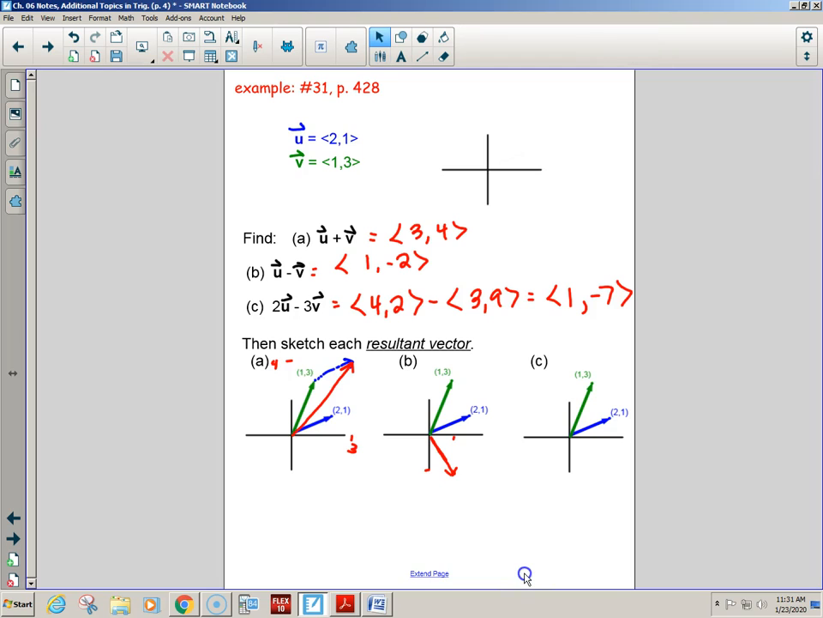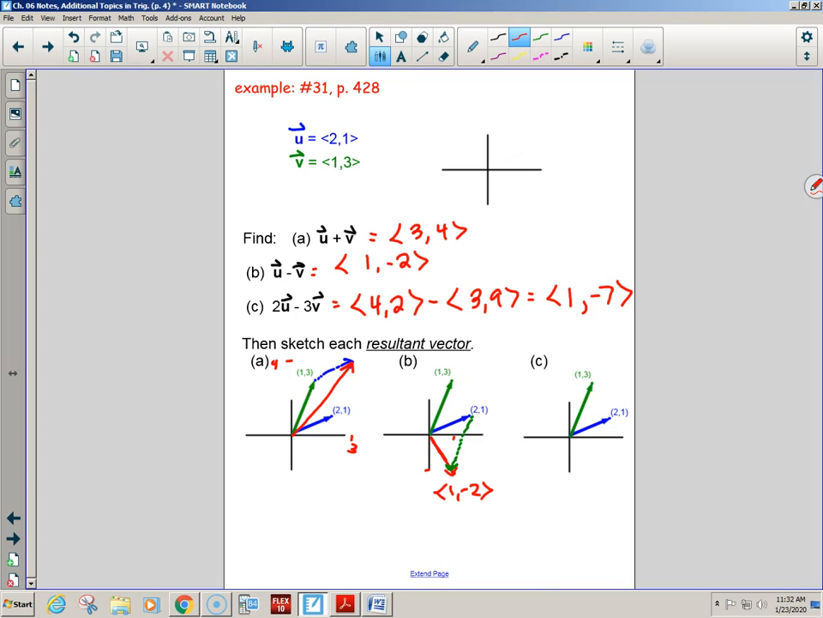But couldn't I also have done u, which is that blue guy, minus v? Couldn't I have taken v and made it go the opposite direction, and couldn't I have put those together? Whoa! I could have taken v, made it go the opposite direction and shifted, been like u minus v. Okay, left. Or I could have just graphed 1, negative 2. Either way.